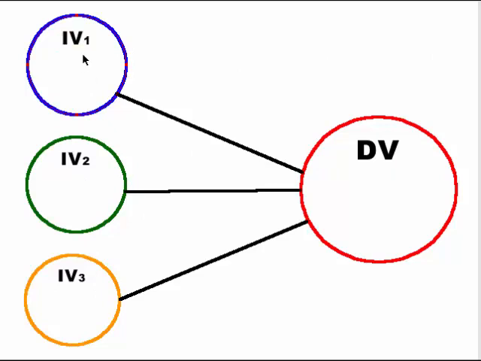But what we normally do is we take a correlation between an IV and a DV. And if you've got more than one IV, you take a different correlation, right? So you get three different correlations. Some will be strong, some will not be strong. Some will be significant, some will not be significant.